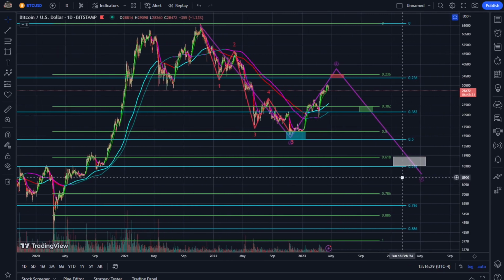Now, we don't know we're going lower from here. No one does. No matter how bullish or how bearish you are, no one knows what the market is going to do, not even the market itself. But that being said, that gives us a target somewhere in between 11,677 to 10,276 to the downside.